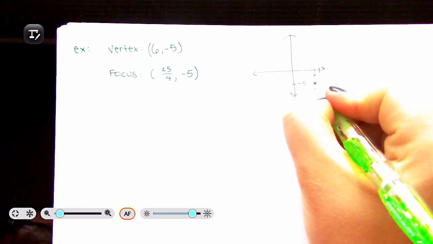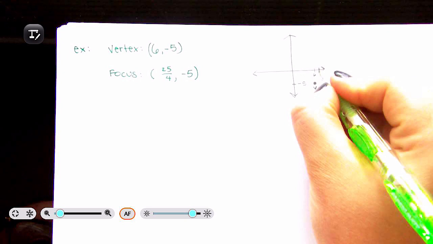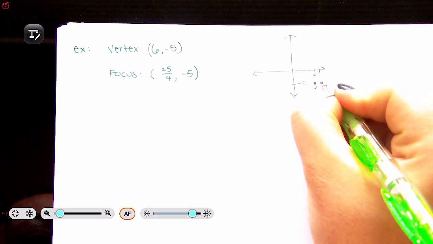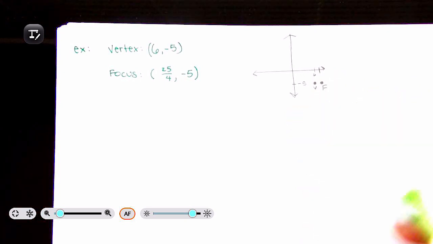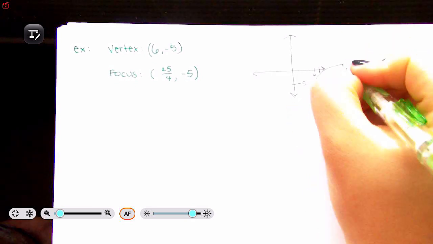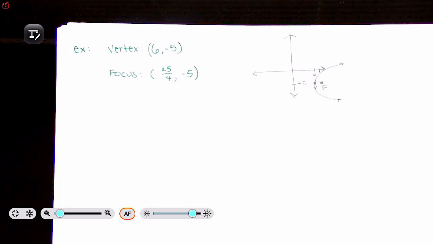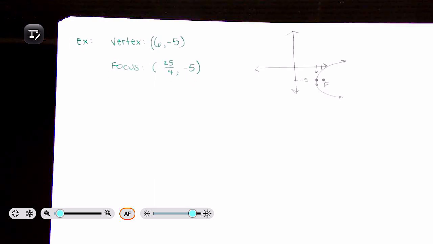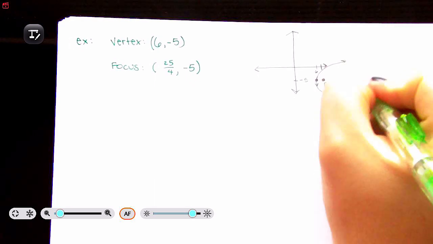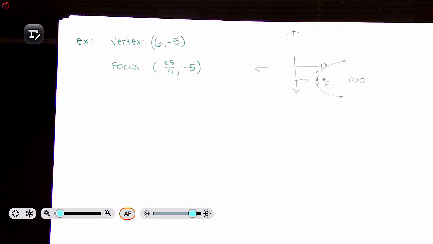So this one was our vertex. Our focus is 6 1/4 at -5. So looking at it, our focus has to be inside of the parabola. So we're going to be opening to the right. That means p has to be positive. We already know that because it is opening to the right.